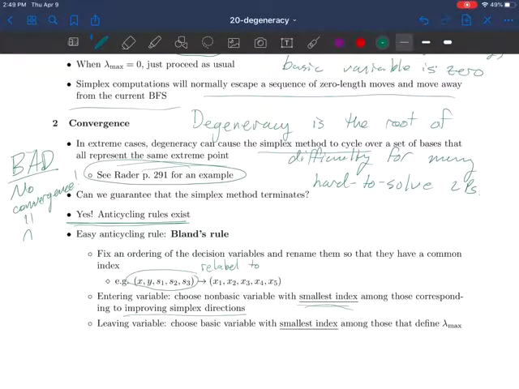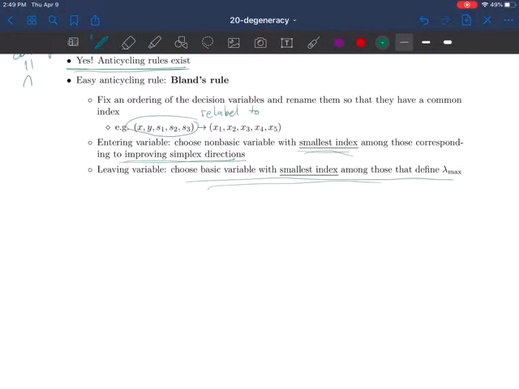For the entering variable, you choose the non-basic variable with the smallest index corresponding to an improving direction. So it has to be the smallest index. If there are any ties, you always choose the one with the smallest index. And for the leaving variable, if there are any ties, you always choose the one with the smallest index.